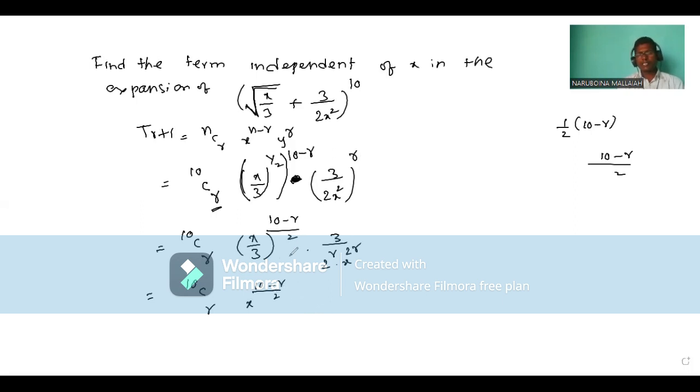Only take powers of x, because we need independent of x, independent terms. So we require only x terms. 1 by 3 is left, 1 by 3 whole to the power of (10 minus r) by 2. Here 3 by 2 to the power of r. x to the power of 2r. See, this power 2r in denominator, I am writing in numerator, x to the power of minus 2r. So to find independent term, we have to take only these two x terms.